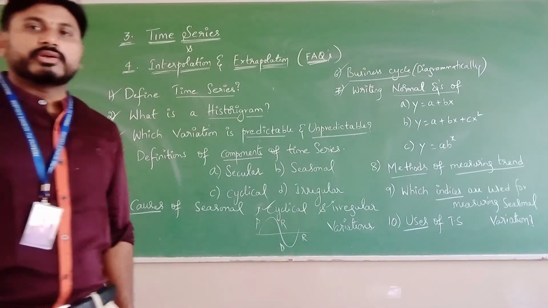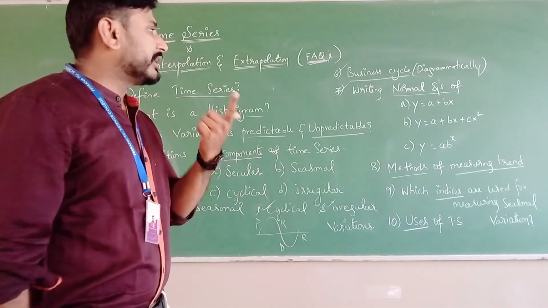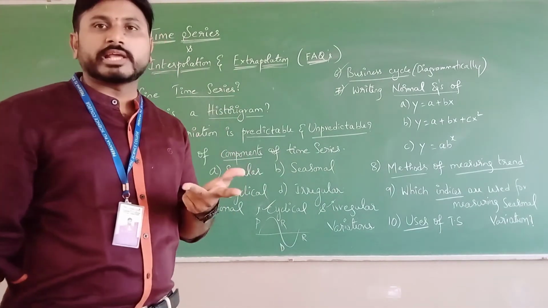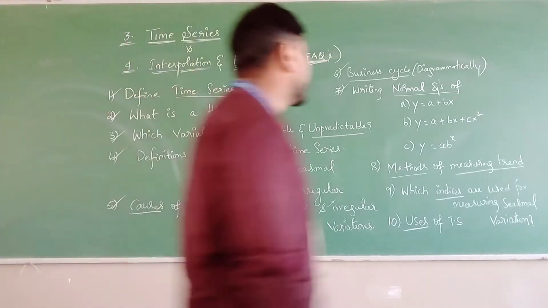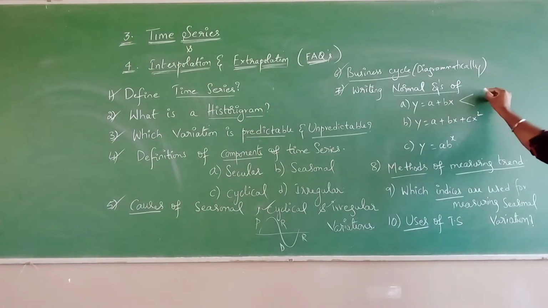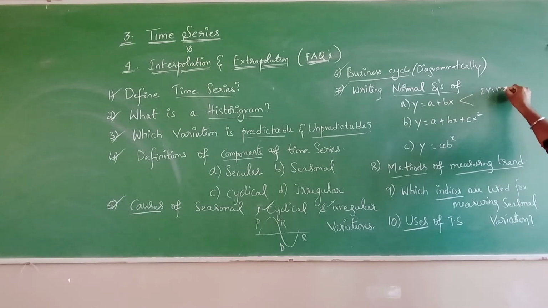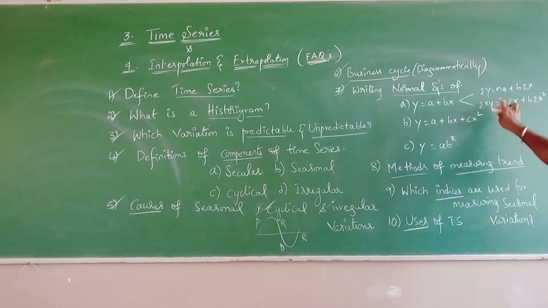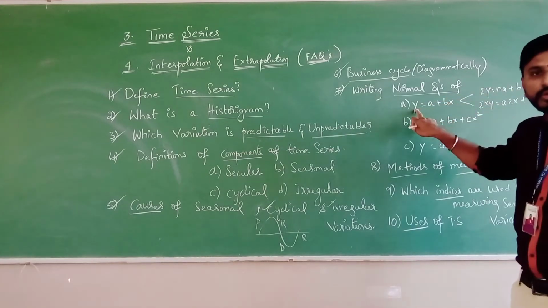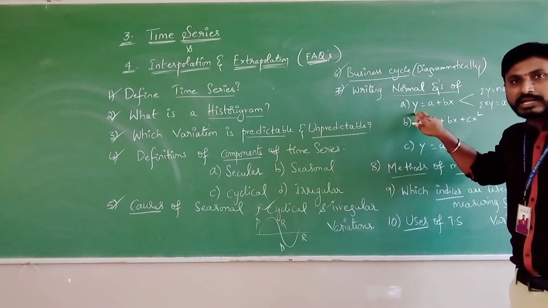normal equations of fitting a straight line, fitting a quadratic equation and fitting an exponential equation. As you all know, the normal equations are: summation y equals NA plus B summation x, summation xy equals A summation x plus B summation x square. By solving these 2 equations, we can estimate the constants A and B, right? And then we can estimate the future also by using the straight line equation.